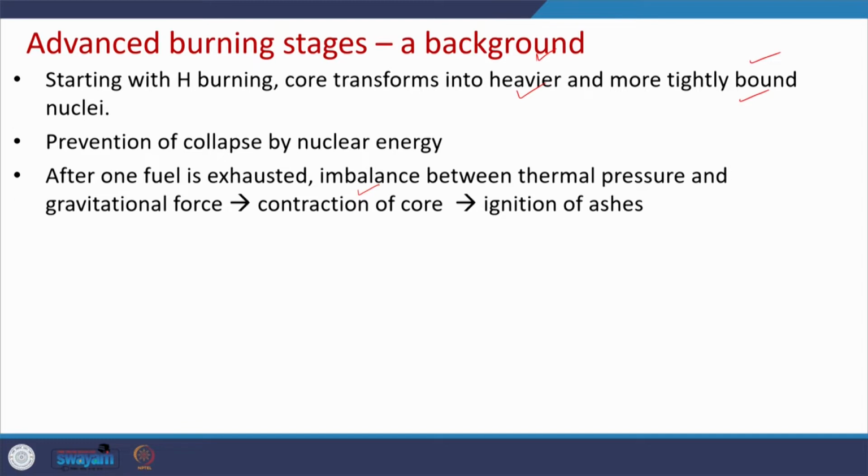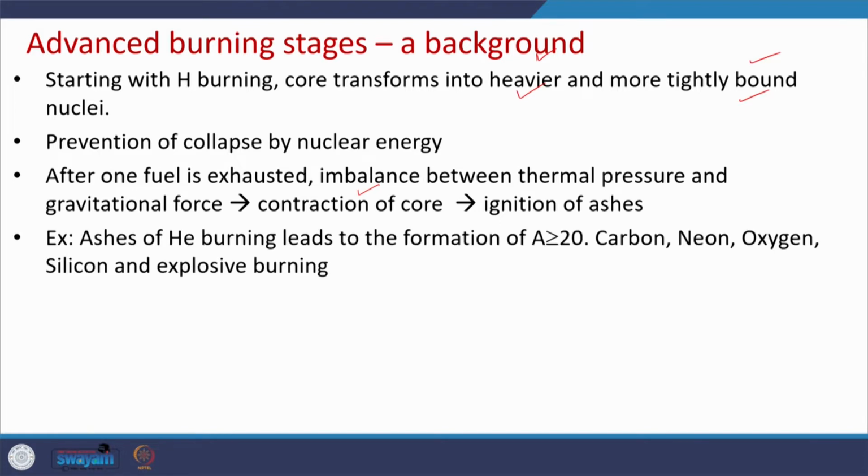This I am repeating many times, because this happens continuously in the star. So, in the lectures you will come across these words many times. I am going to repeat these words many times. Okay. So, the contraction of the star's core will help in igniting the ashes of the previous burning stage.